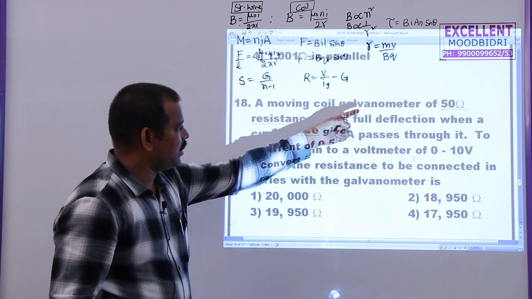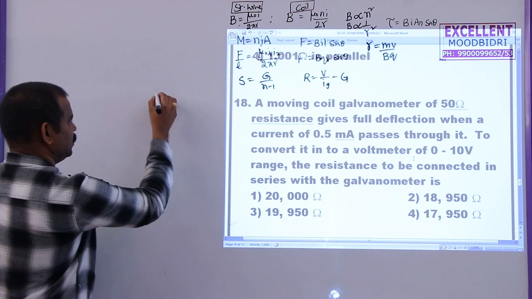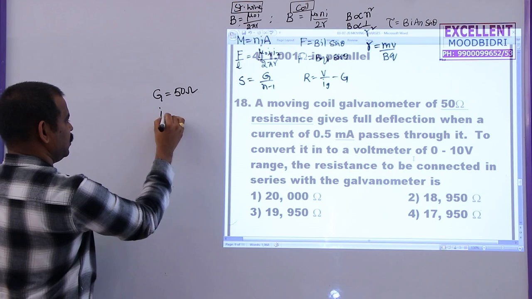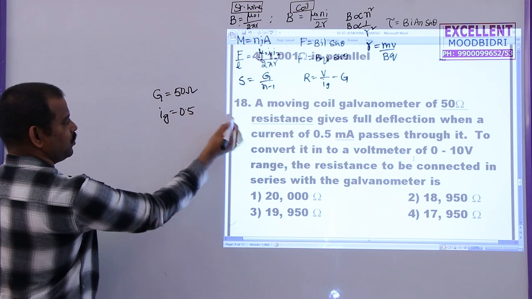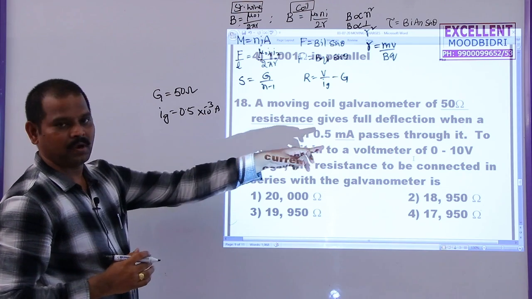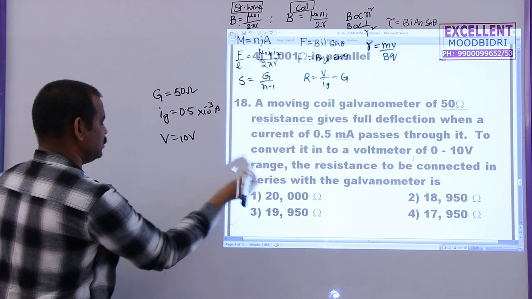A moving coil galvanometer of 50 ohms resistance gives full deflection when the current is this much. So the resistance of the moving coil galvanometer is 50 ohms. The current through this one is 0.5 milliamperes, that is 10 power minus 3 amperes. To convert it into a voltmeter of 10 volts, that is a voltage of 10 volts, what resistance is to be connected in series with this one?